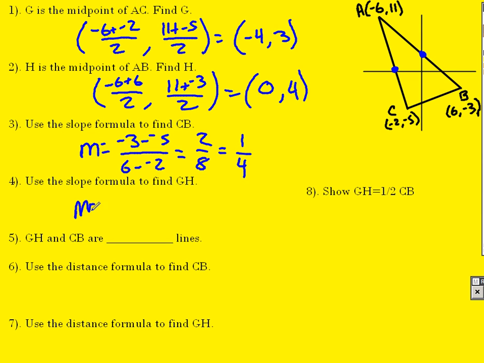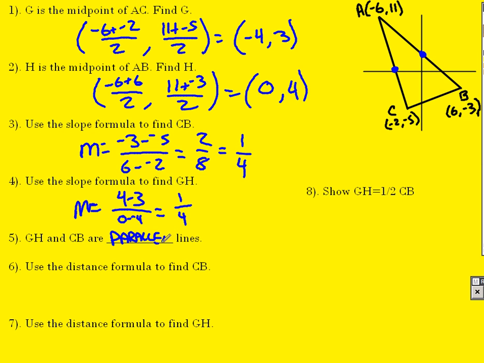I want to do the same for GH. Well, I just found points G and H. I do the same thing. Subtract the y from the top, so 4 minus 3. And the bottom would be 0 minus negative 4. And that will simplify also to 1 over 4. So, because the two slopes are the same, these are parallel lines.